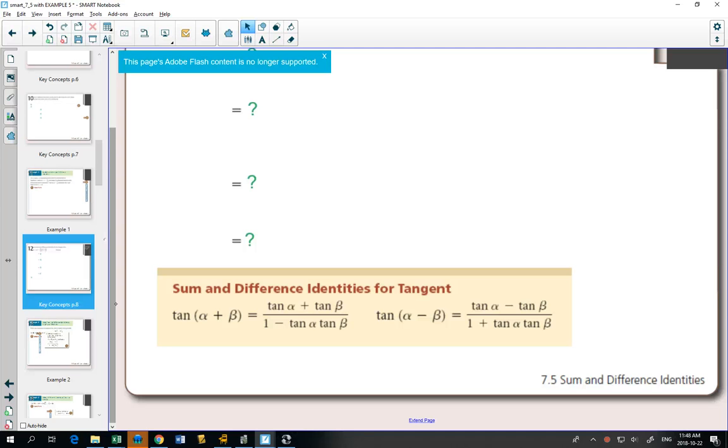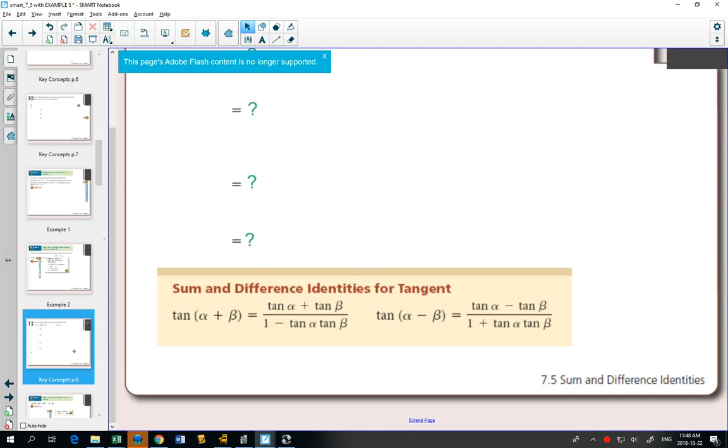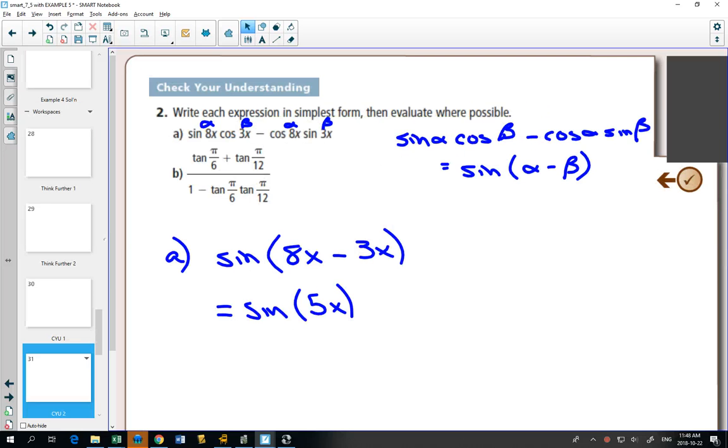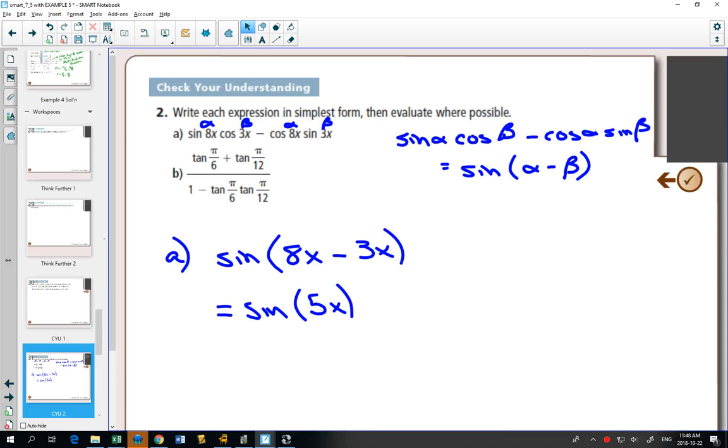So in part B of example 2, there we go. In part B, we have tan pi over 6 plus tan pi over 12 over 1 minus tan pi over 6 tan pi over 12. So again, I would write above here alpha, beta, alpha, beta. Do we have a tan alpha plus tan beta over 1 minus tan alpha tan beta formula on our formula sheet like that?